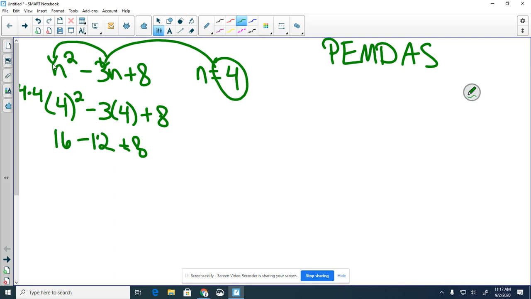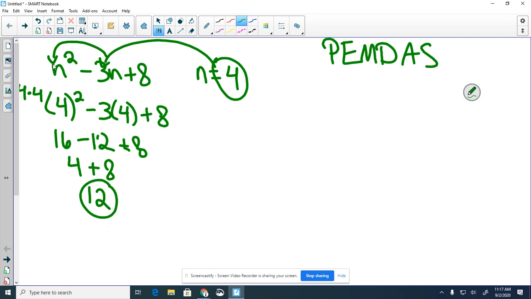I again apologize for my board. It likes to act stupid. Then we follow order of operations. Subtraction comes first. 16 subtract 12 is 4. Then we add the 8. You should get 12.